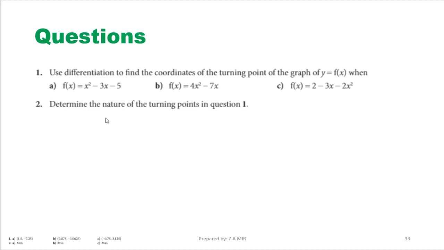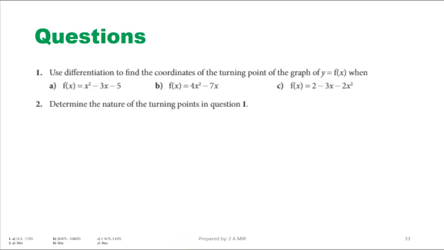Okay, student, this is the question. The function is y is equal to x square minus 3x minus 5. This is the function, and what we have to do is find the coordinate of the turning point.